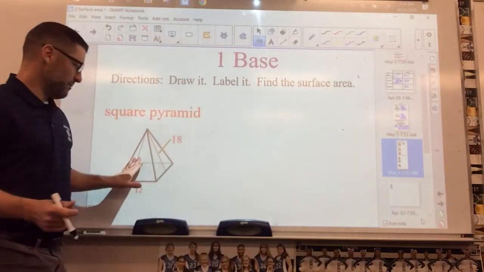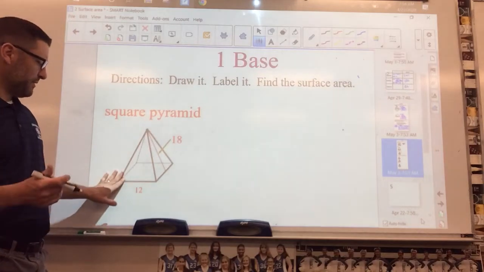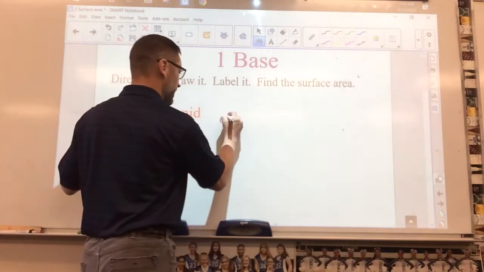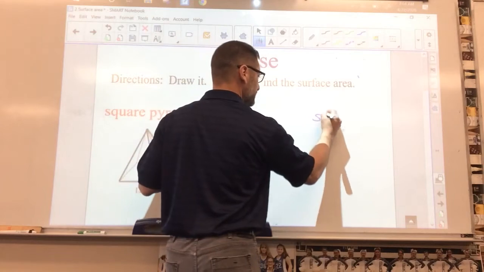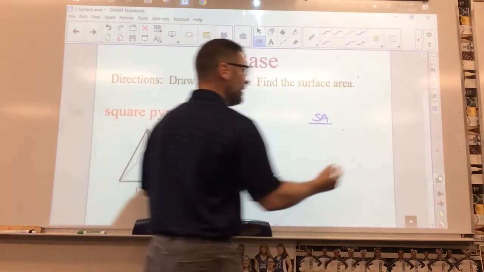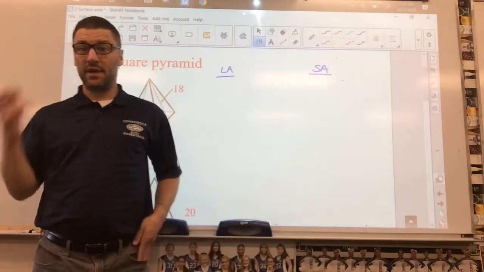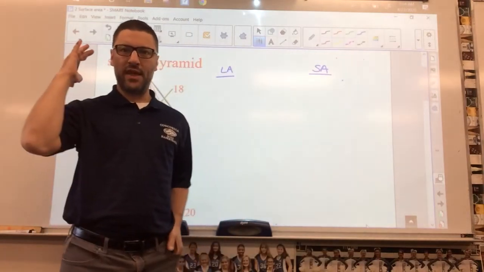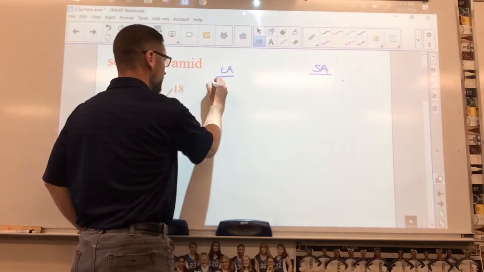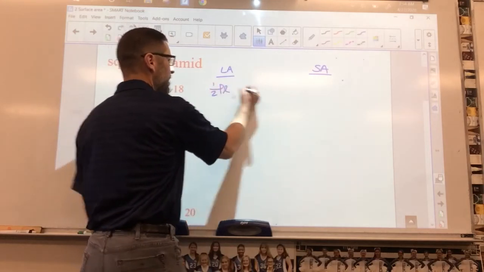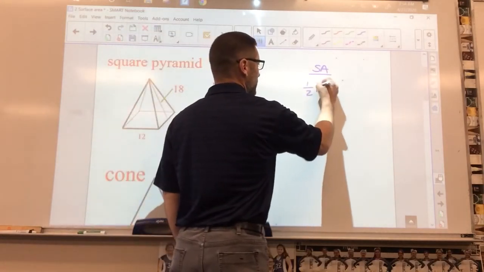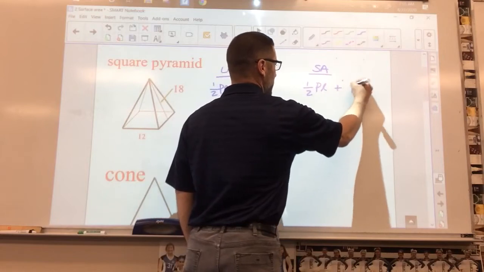All right, so here I have a square pyramid, and I'm going to find both the lateral area and the surface area. Okay? And again, very, very formula-based. This is a problem where you're going to just write down the formula every time. So this is 1/2 PL, and the surface area is 1/2 PL plus big B.